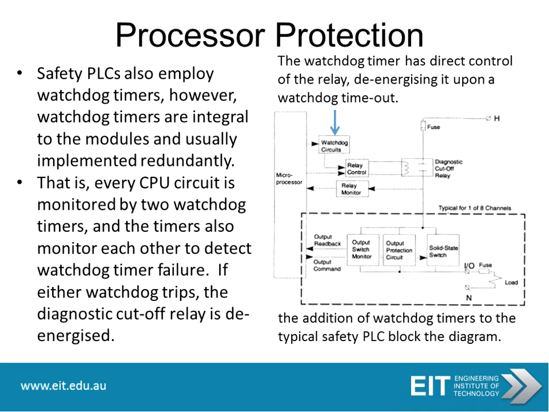Getting back to the safety PLC, right on top there you see we've now added the watchdog circuits as well. Your safety PLCs employ watchdog timers, and these are integral to the modules and usually implemented redundantly. That is so that every CPU circuit is monitored by 2 watchdog timers, and the timers also monitor each other to detect any watchdog timer failures. So if either watchdog trips, the diagnostic cut-off relay is then de-energized. So there's your diagnostic cut-off relay.